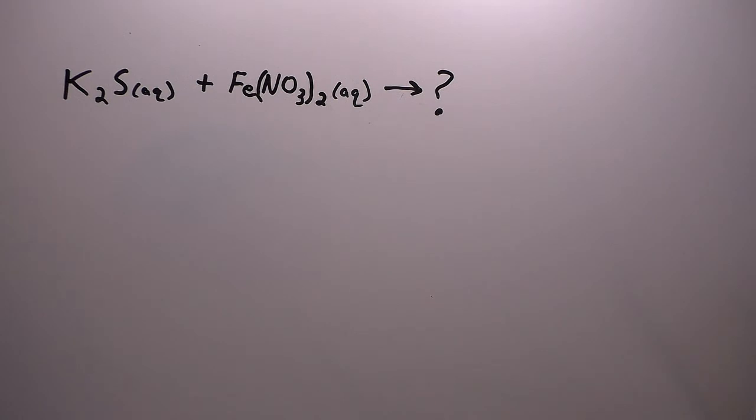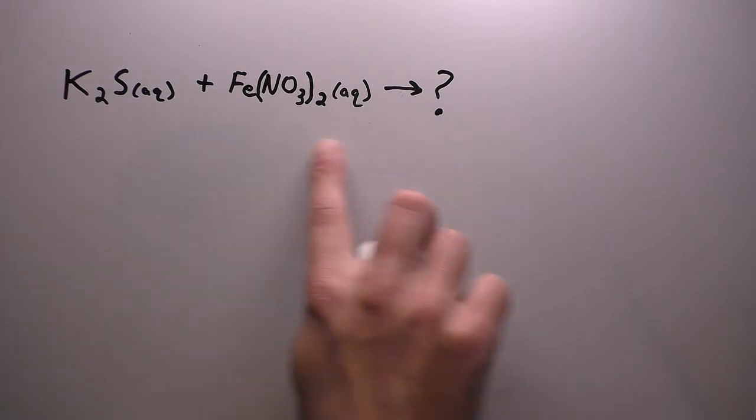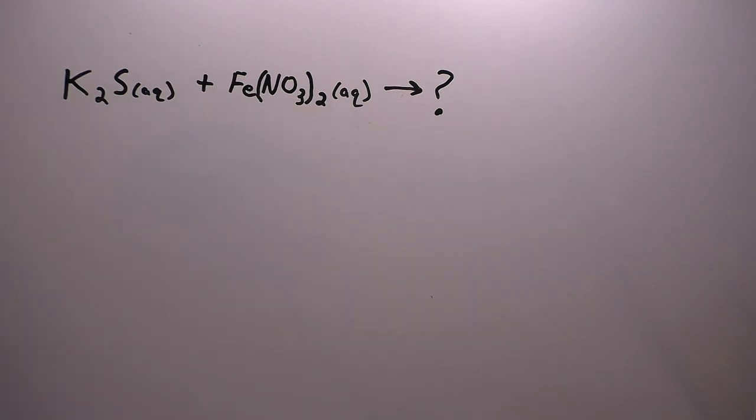Now, I'm guessing here what the instructions are, because all I have is just this right here. I'm guessing that it's going to be a precipitation reaction, and we're going to have to write the complete ionic equation and the net ionic equation. So I'll go ahead and get into that now.